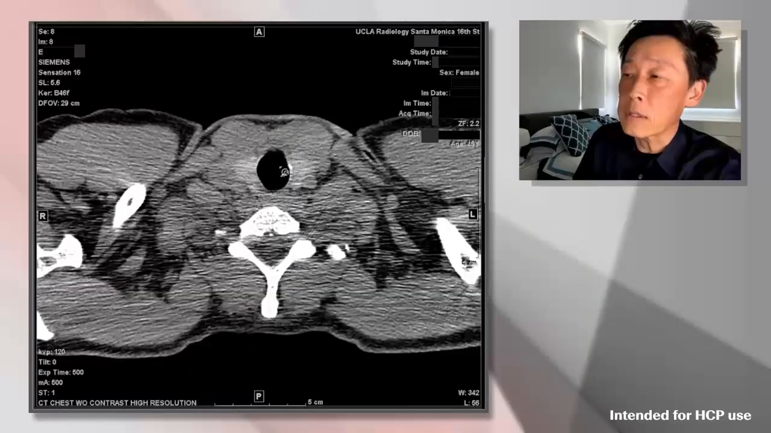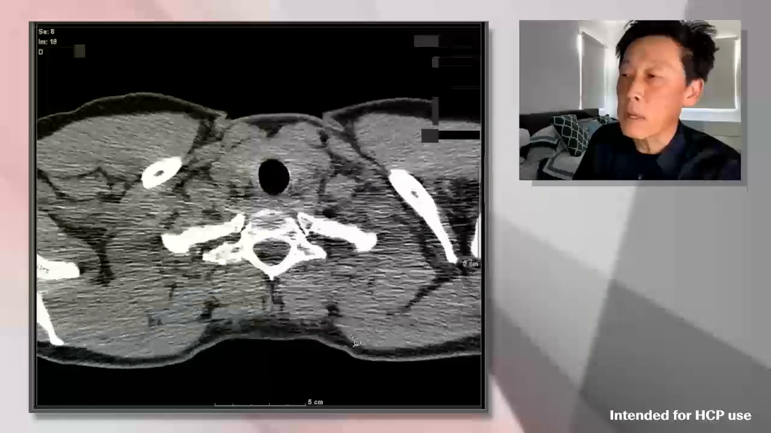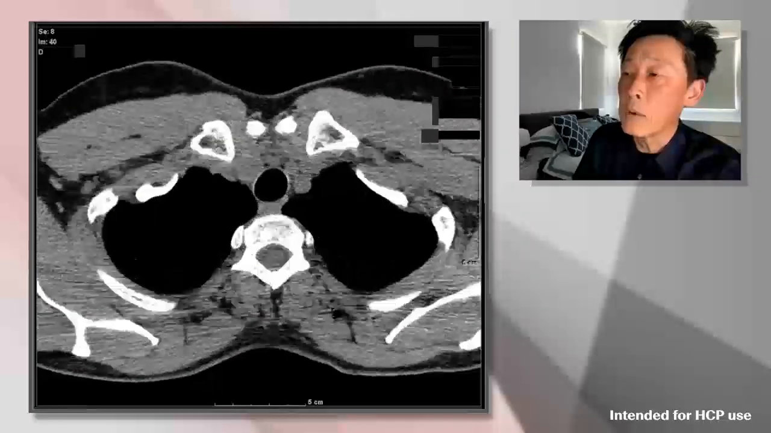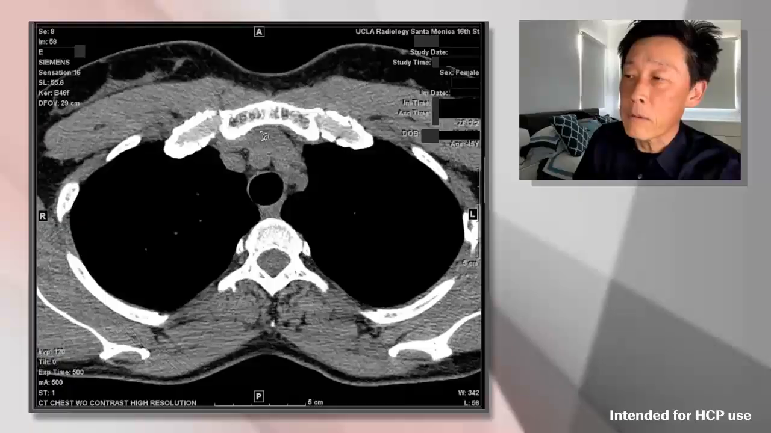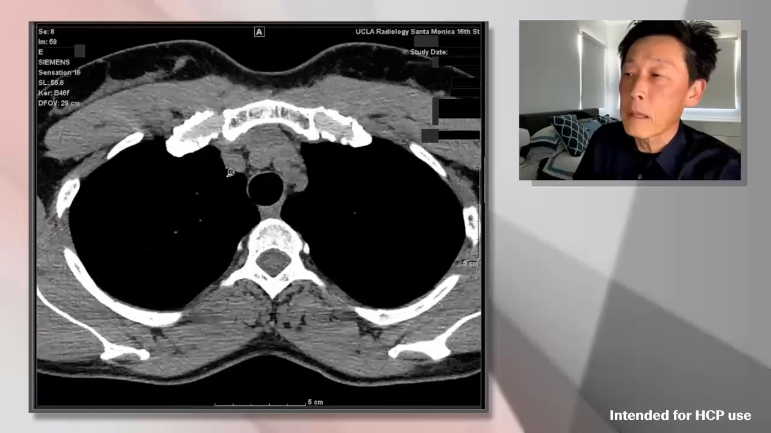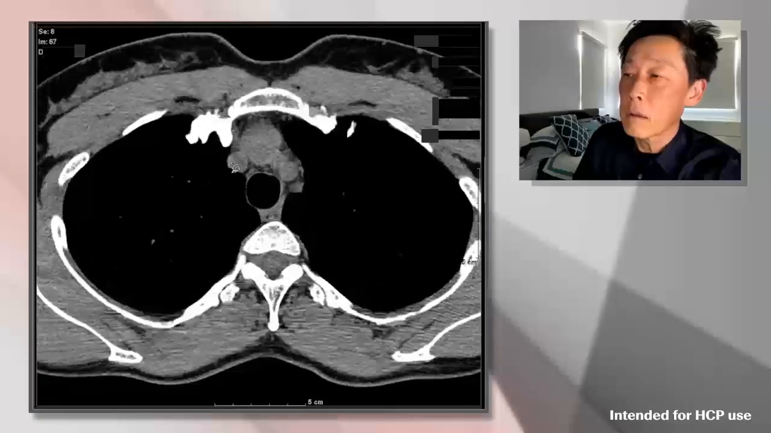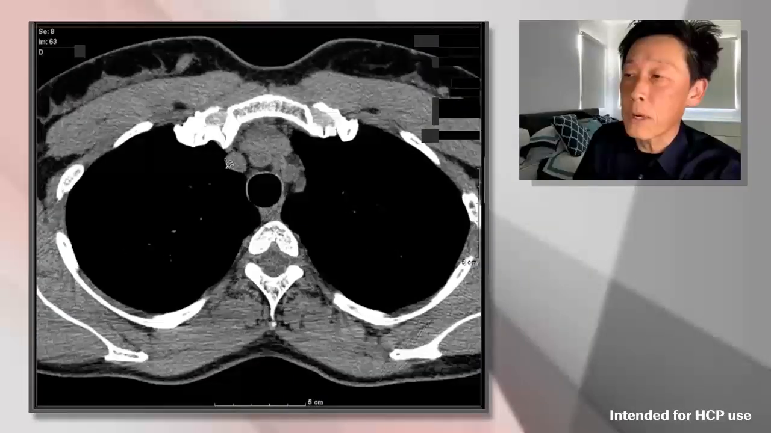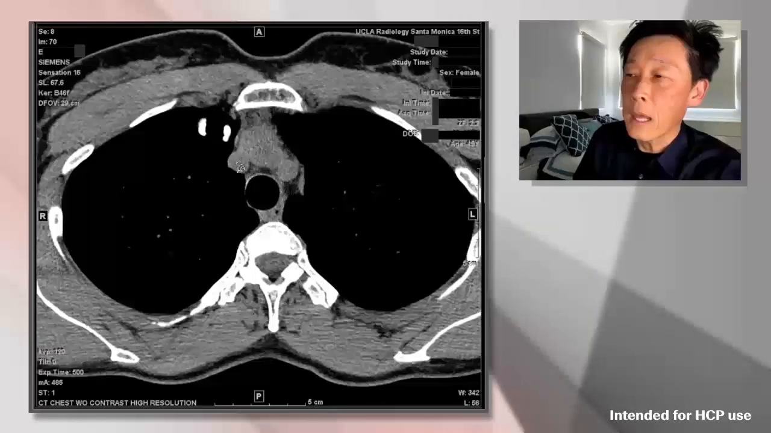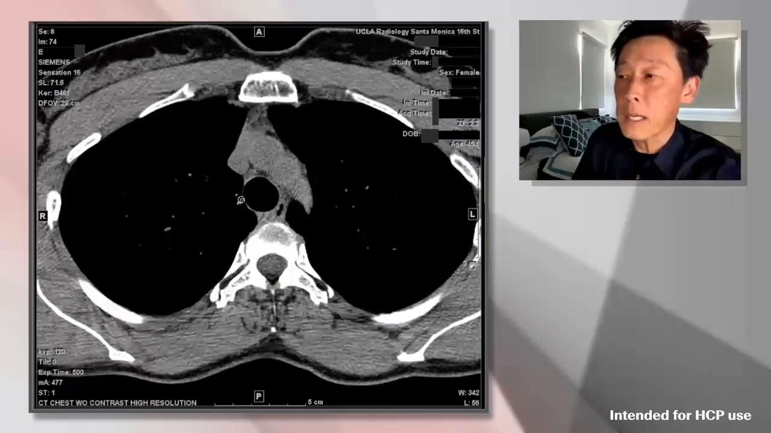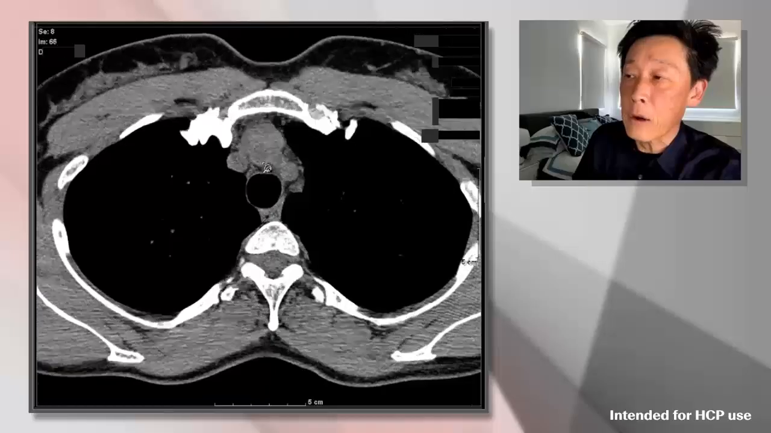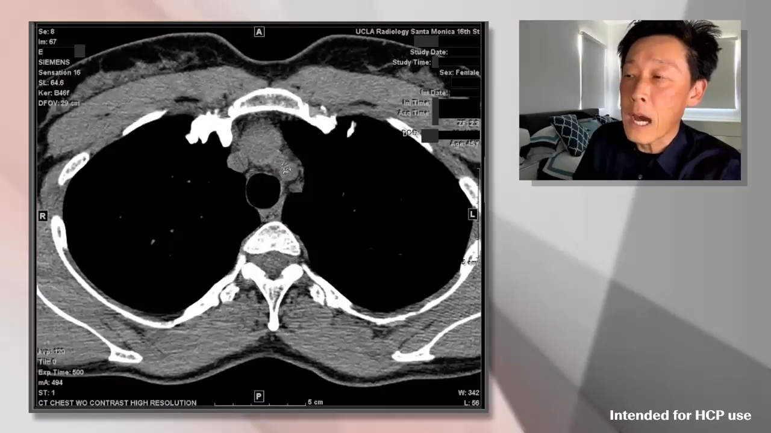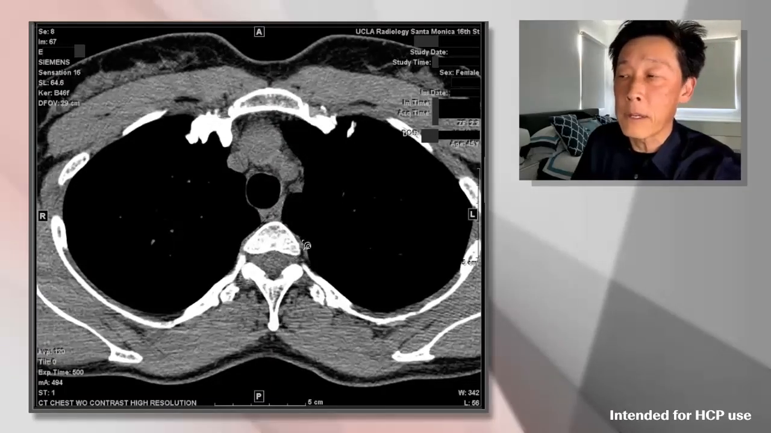We see adjacent to the trachea, we see the thyroid gland. And as we move into the chest, we can see the left brachiocephalic vein. And this joins the right brachiocephalic vein and becomes the superior vena cava. Here we have the right brachiocephalic artery, the left common carotid artery, and the left subclavian artery.